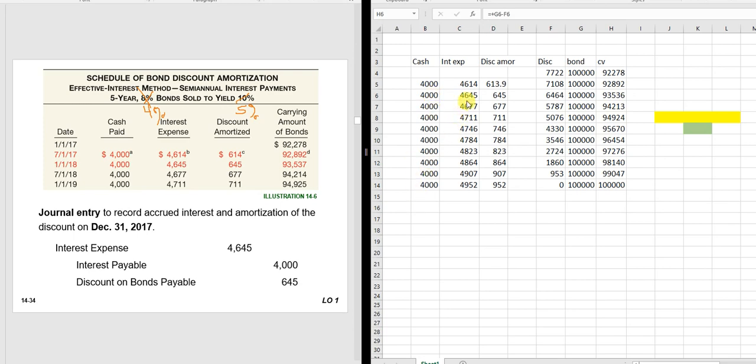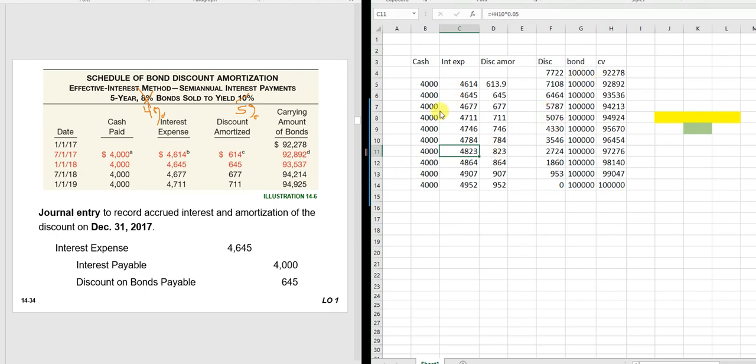Okay, so notice what happens is cash is always 4,000. My interest expense is always the carrying value times 5%. So if I look up here, in this one, that times 5%. Then I'm going to go down to here. That times 5%. Then I'm going to go down to the next one. H7 times 5%. H8 times 5%. H9 times 5%, etc. So the prior carrying amount times 5%.